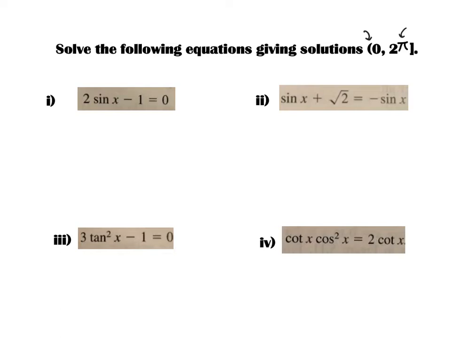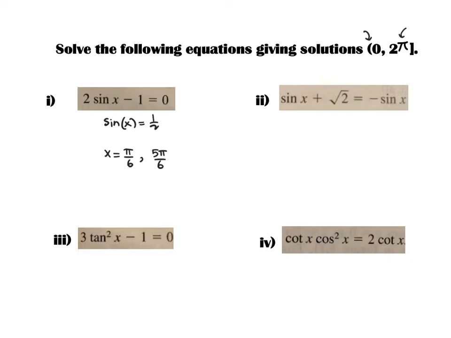It says 2 sine x minus 1 equals 0. So I'm going to add 1 and divide by 2. So if I add 1 and divide by 2, I get sine of x equals 1/2. Now, on the unit circle, that happens in 2 places within the window from 0 to 2 pi. That happens at the x value equal to pi over 6, and it also happens at the x value 5 pi over 6. Okay, so those 2 values would satisfy that equation.